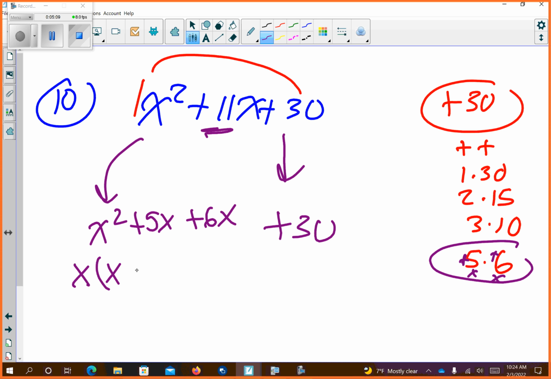Beautiful. The 5x and the 6x could go in whatever order. There it is. Factor an x out, plus sign because the middle sign is positive. Factor a 6 out.